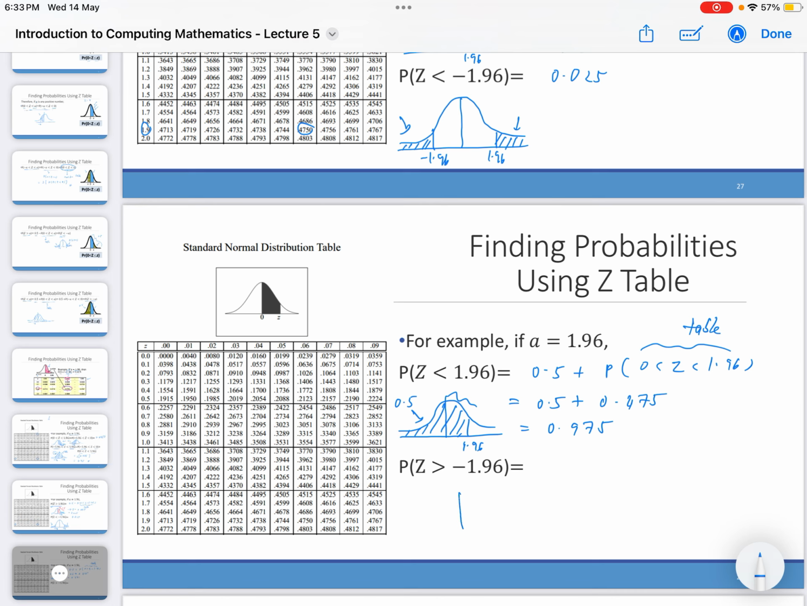So next one, we draw the bell curve. So we have negative 1.96 here. So we want probability greater than. Okay, again, this one we can reflect to the positive side. So we reflect to the positive side, and then this one is the 1.96. And then instead of greater than this, it is actually the less than this. Okay, which is the same as the first one. So this one is 0.975.